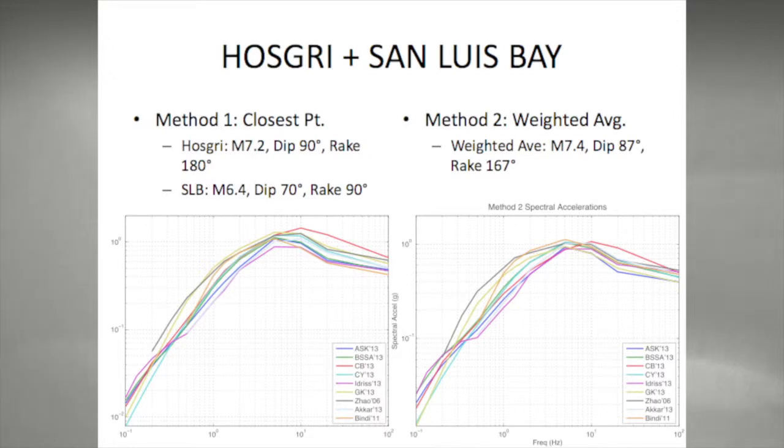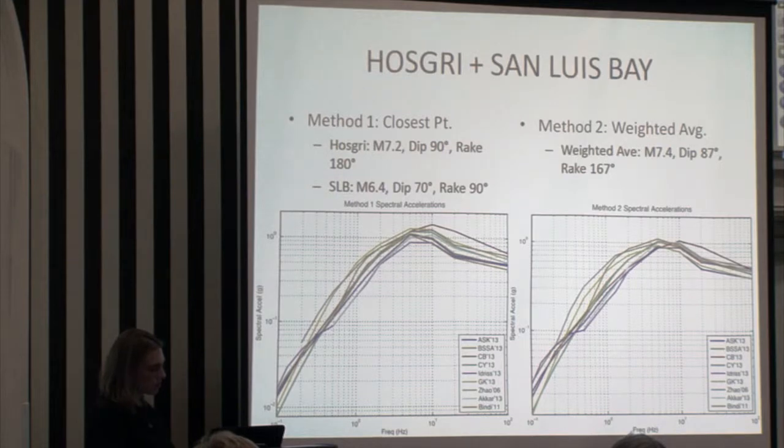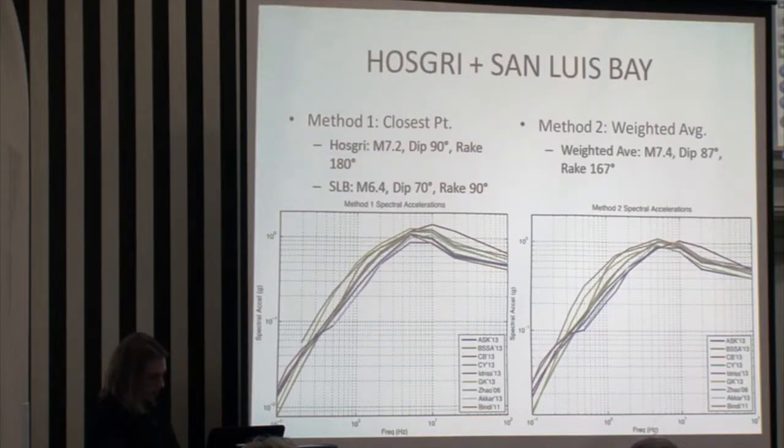Okay, so this first figure then shows the results for the closest point. So here, for the Hosgri, we're using a magnitude of 7.2 in the GMPEs. It's a vertical fault and a rake of 180 degrees. And for the San Luis Bay, we used a magnitude of 6.4, a dip of 70 degrees, and a rake of 90, and then the SRSS was used to combine the response spectra. Method 2 uses a weighted average, so now we're using a magnitude of 7.4 in the GMPE. It's near vertical, 87 degrees dip, and then the rake of 167. So fairly similar.